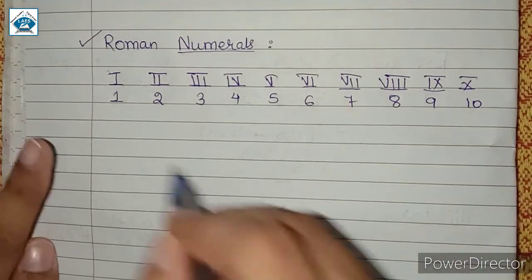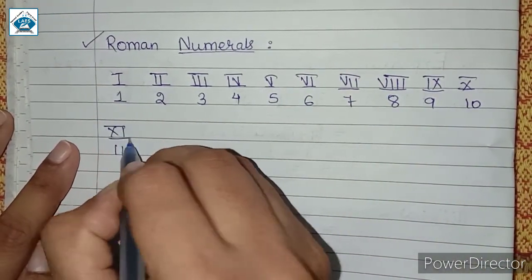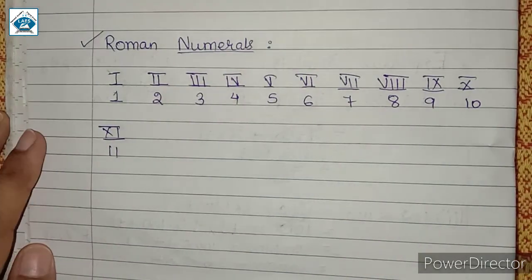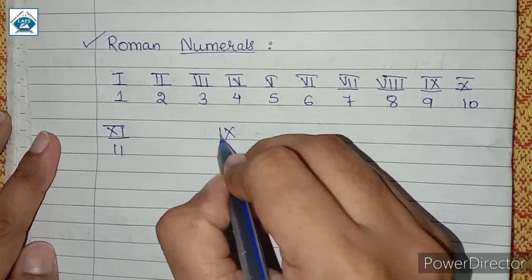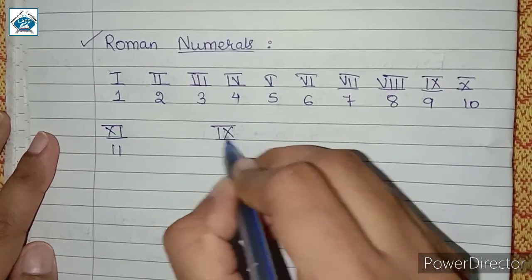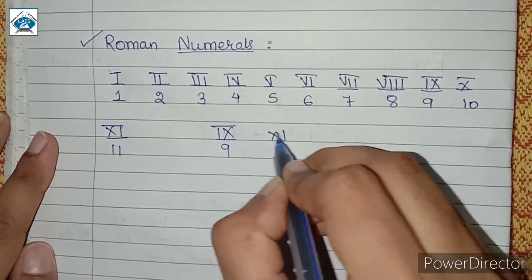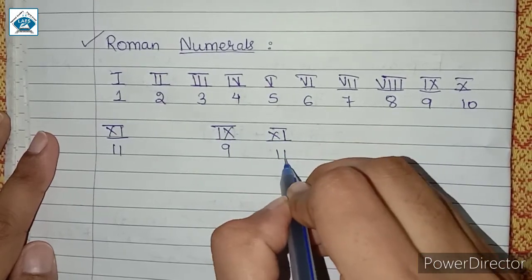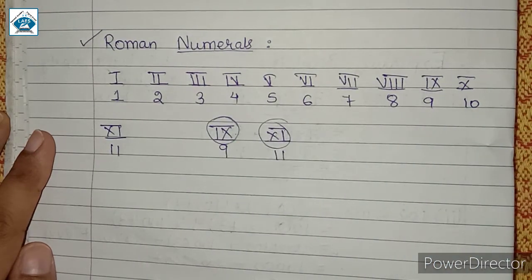So after 10 we will have 11, and 11 is written in this way in Roman numerals. So for 9 we wrote 1, that is I, to the left hand side of X, this is 9, and when we write 1 to the right hand side of X we have 11. So why are we reading this way? What are the criteria, what are the rules for this?